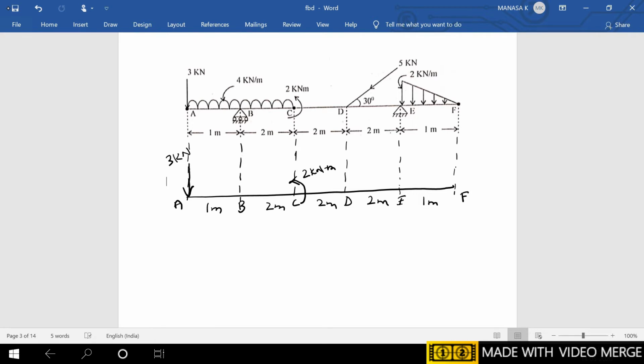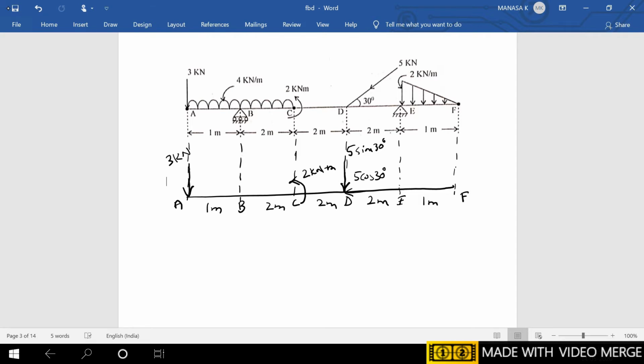And there is a moment at C, write as it is, that is anti-clockwise 2 kN meter acting at C. Next, you can see that at D there is an inclined point load which has to be converted into a vertical component and a horizontal component. So the vertical component will be downwards 5 sin 30 and the horizontal component will be towards the negative x-axis, 5 cos 30. So these are the point loads, moments and inclined point load which you need to write as they are at the points, with the conversions.